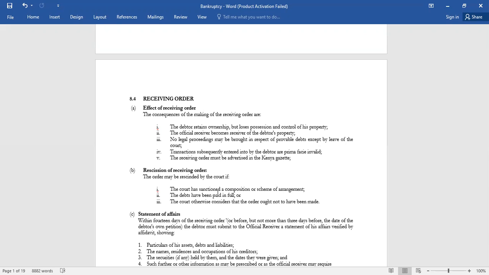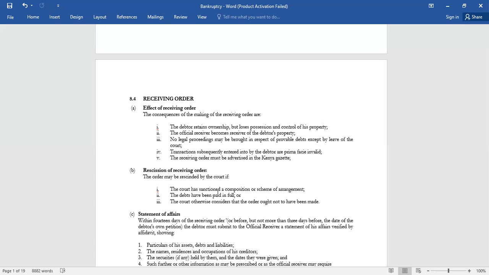Two, rescission of the receiving order. So in these situations, the receiving order may be rescinded by the court. One, if the court has sanctioned a composition or a scheme of arrangement. So the debtor has agreed, let me settle a payment agreement. Let me promise to pay and have an arrangement with this particular creditor.